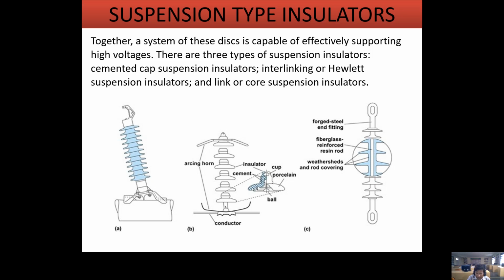Like this, the insulator, a cement, and we have the arcing horn; this is the arcing horn. Together, a system having these discs is capable of effectively supporting high voltages. There are 3 types of suspension insulators: cemented cap insulators, interlinking, and core suspension type insulators.